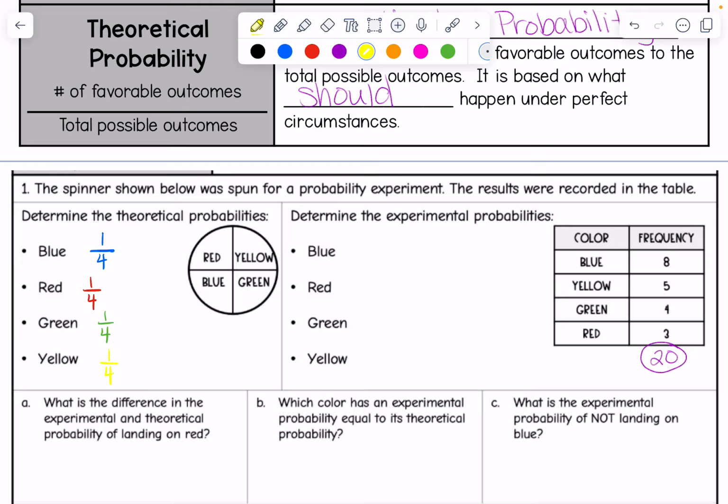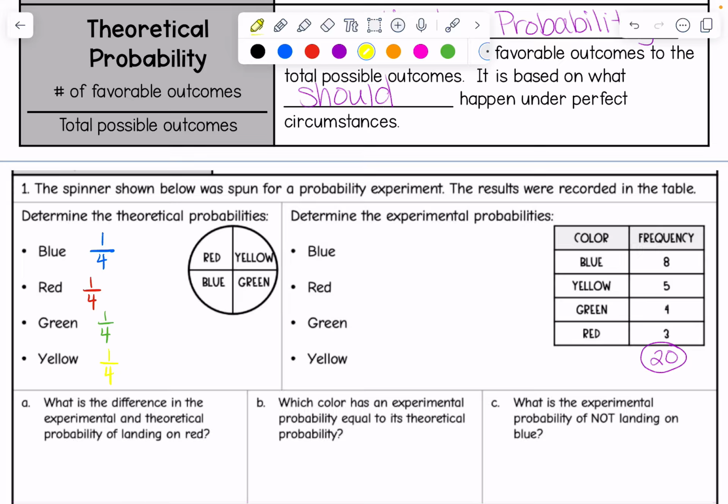That's theoretically what should happen, but that's not actually what necessarily will happen. It might not. So over here, we've actually spun the spinner. Our results are in the table. The first thing we need to do is look at these frequencies and figure out how many total times the spinner was spun. If I add all these up, I spun that spinner a total of 20 times.